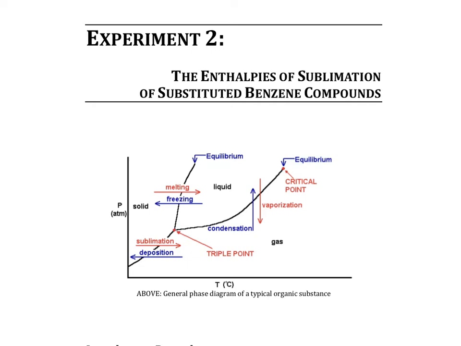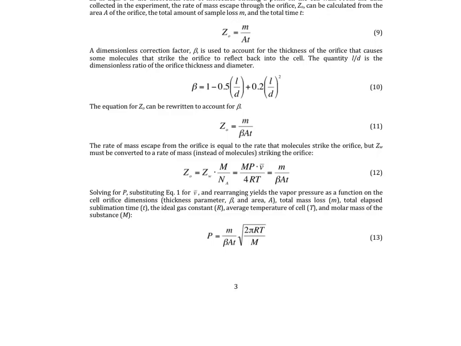Hello and welcome. In this video, I'm going to discuss some of the data analysis steps for experiment 2, the enthalpies of sublimation of some different types of compounds. And so one of the key equations that we have is equation 13.